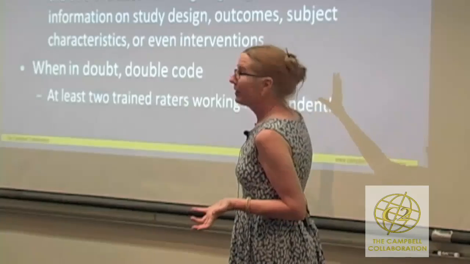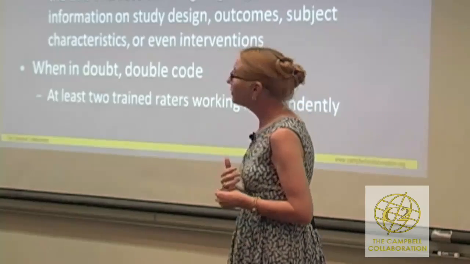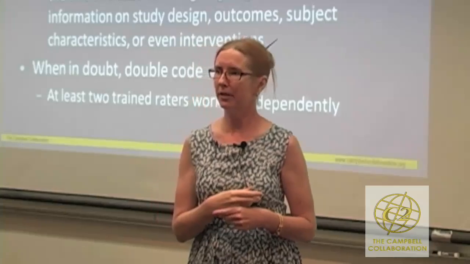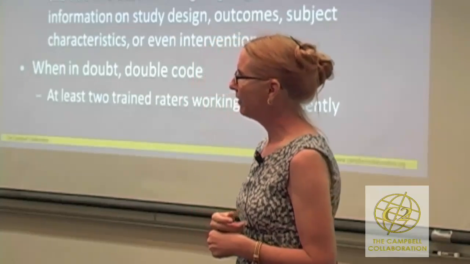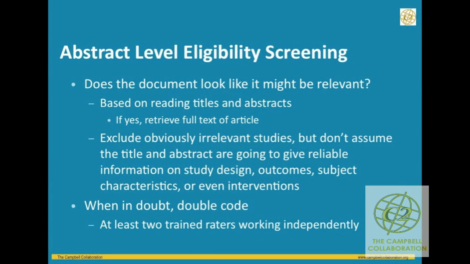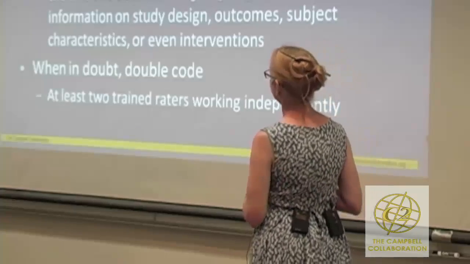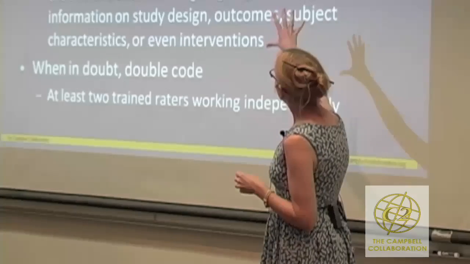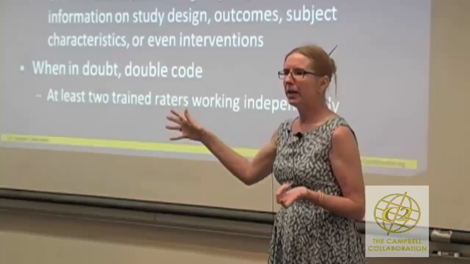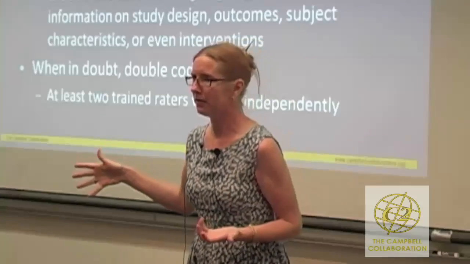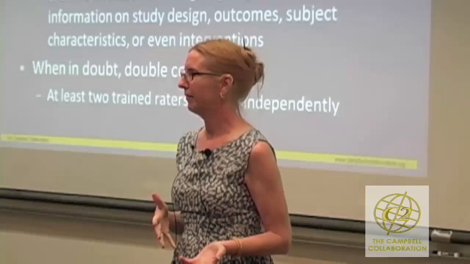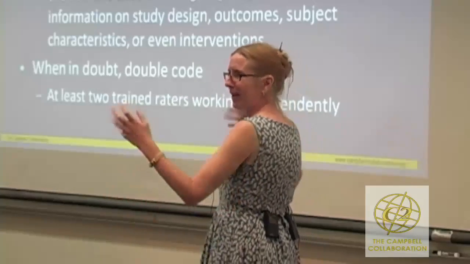And you exclude, obviously, irrelevant studies, but don't assume that the title and the abstract are going to tell you everything about your study that you need to know. They're not going to give you reliable information about how the subjects were assigned to the interventions. They might say RCT, and the medical studies are going to be more reliable with that, but social sciences don't. So the abstract screening level is really throwing out the studies that are about monkeys when you're interested in high school dropout. That's an extreme example, but you'll get the point.